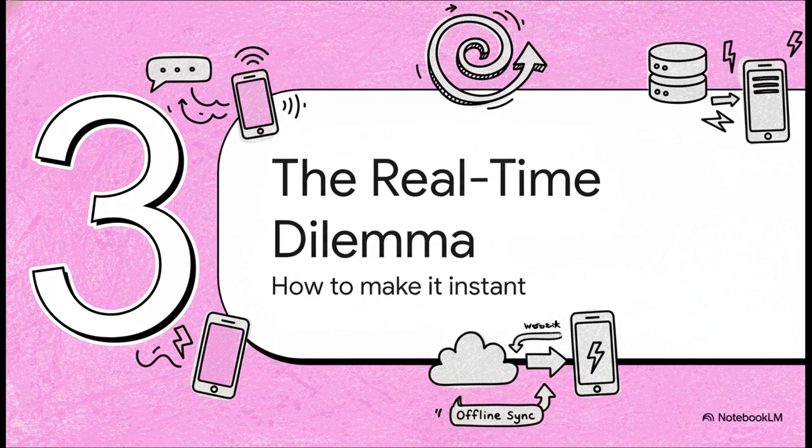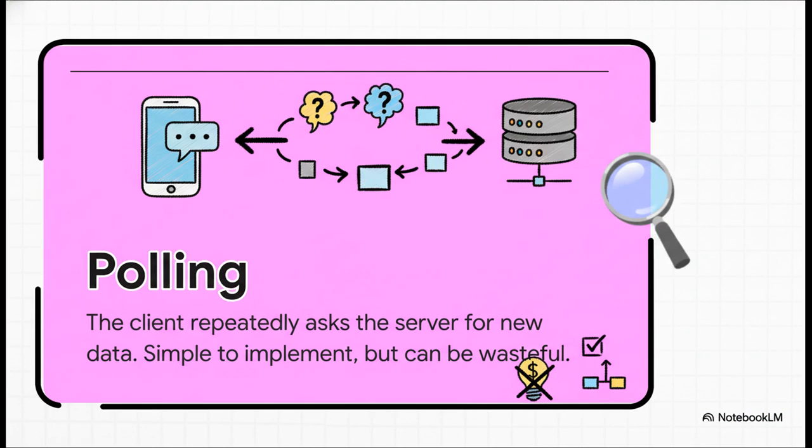How in the world do we make millions of conversations feel instant without our servers completely melting down? This is the real-time dilemma. Well, one of the earliest ways to do this was polling. It's basically like a kid in the back of the car asking, "Are we there yet? Are we there yet?" every 5 seconds. Yeah, it works, but it's incredibly noisy and wastes a gigantic amount of server and network resources.